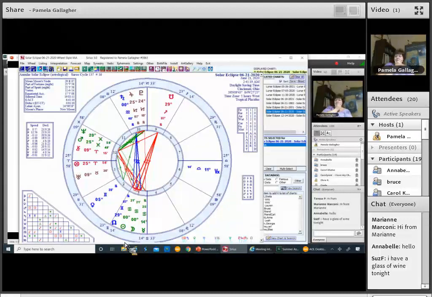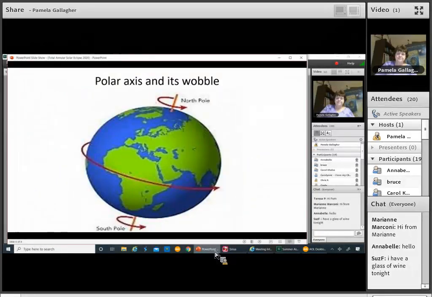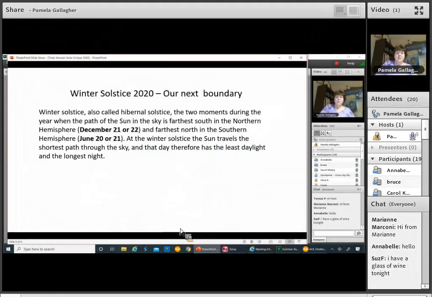So this axis is a big deal. And so I wanted to talk about how often does that occur. The winter solstice will be the next one, and we'll talk about that. The summer solstice, and then the winter solstice will be December 21st.